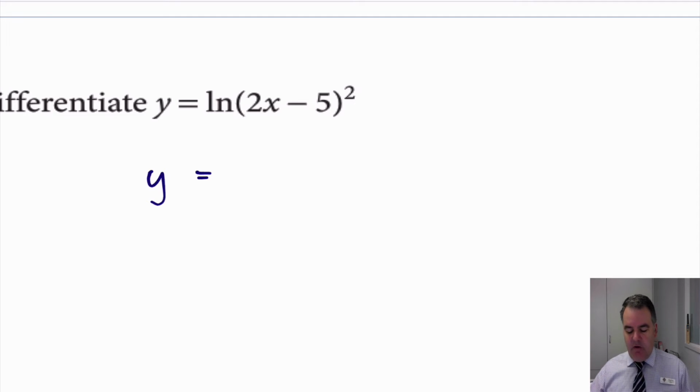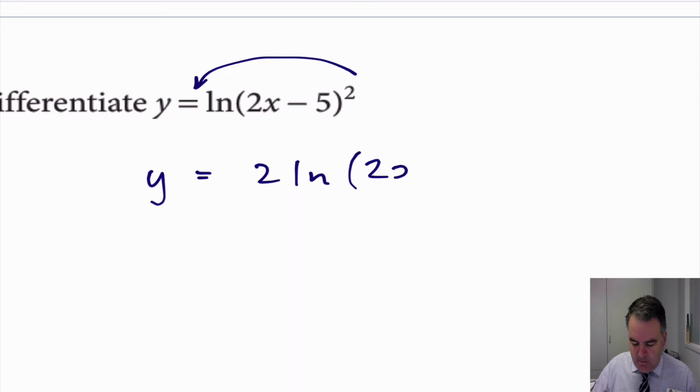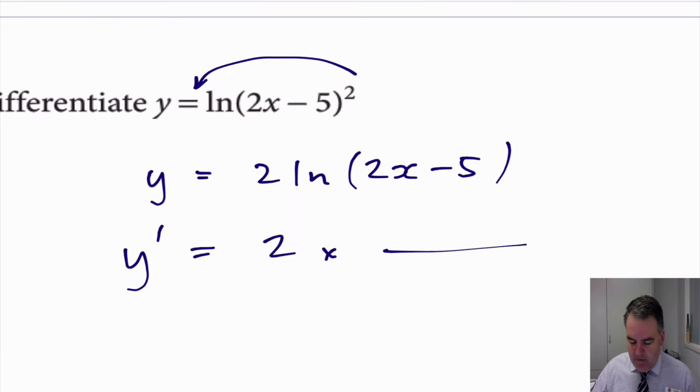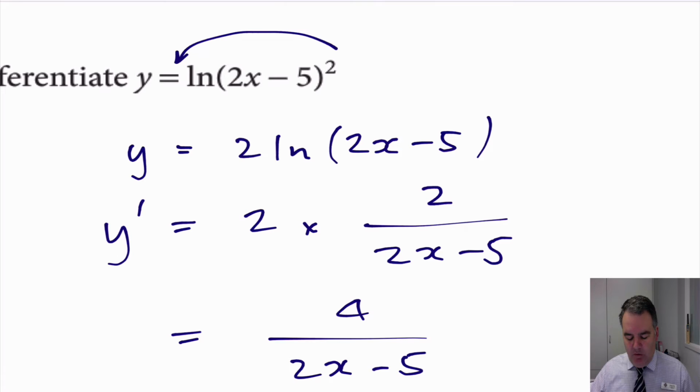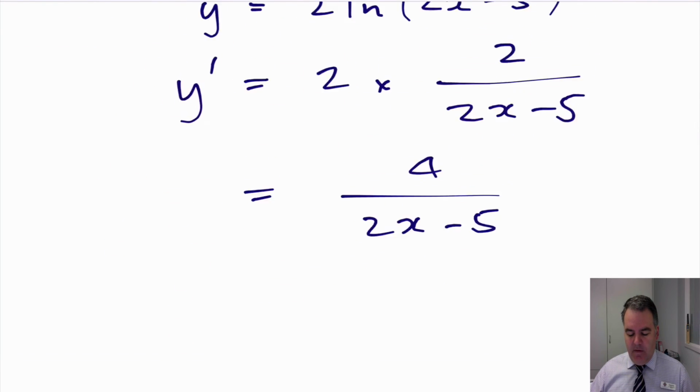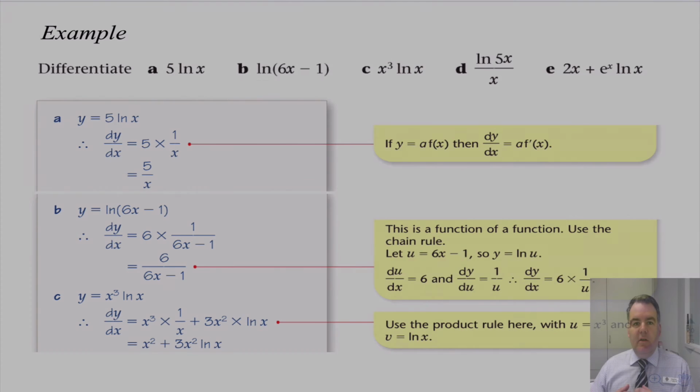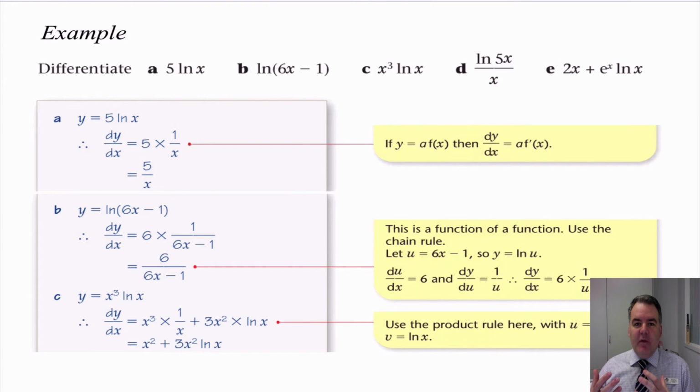Y is equal to ln of 2x minus 5 squared. Remember the 2 comes down the front there. So we've got 2 ln 2x minus 5. That makes life easier. The derivative now is, just think of that 2 out the front, and the derivative of ln 2x minus 5 is the derivative of 2x minus 5 over 2x minus 5. So we end up with 4 over 2x minus 5. Nice and easy. Now you could, if you wanted to, expand this out and do it the long way, but I think it's a lot easier to use that log law first, bring the 2 down the front, rather than expand out the bracket.